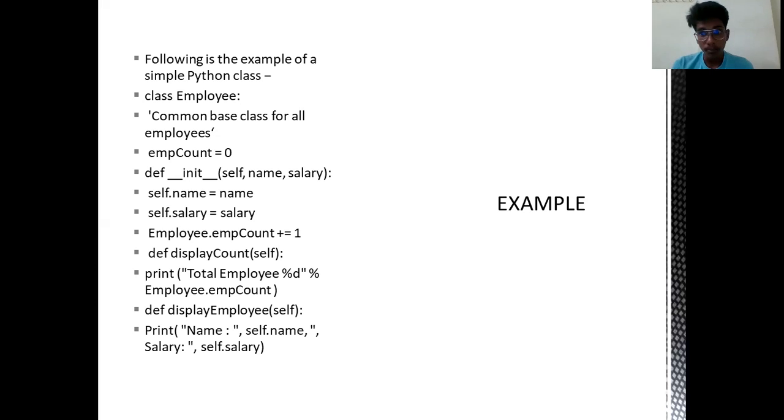Employee.empCount plus equals 1. It adds up on the salary. Then the function displayCount(self) prints the total employee count. So it shows us how many employees we have. Then def displayEmployee(self) prints self.name and self.salary. So if we give the input name as Vashi and salary as 10k, we will get the output name Vashi, salary 10k.